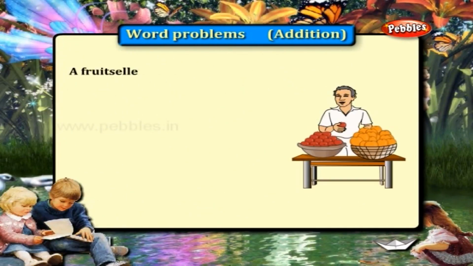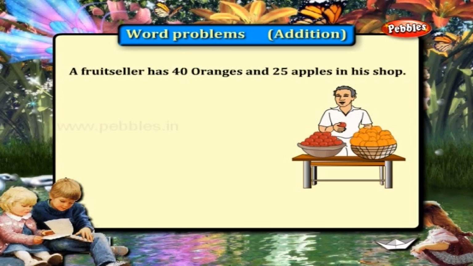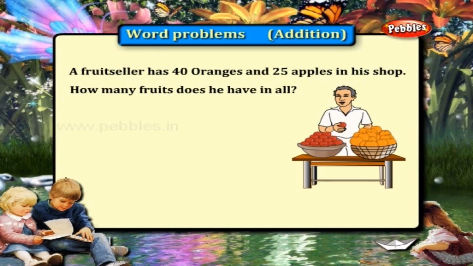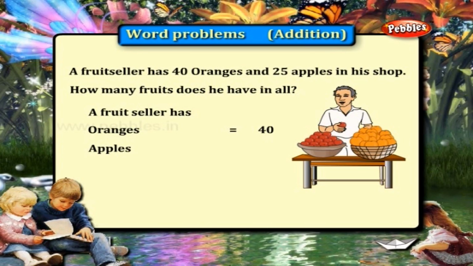A fruit seller has 40 oranges and 25 apples in his shop. How many fruits does he have in all? A fruit seller has oranges 40, apples 25. So total number of fruits is equal to 65. How did we get 65?